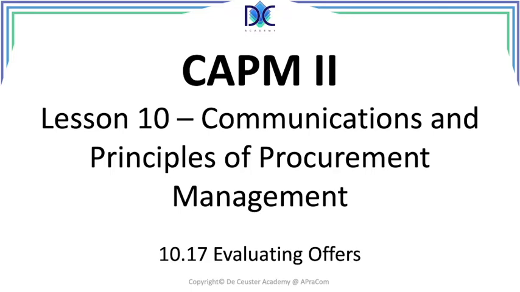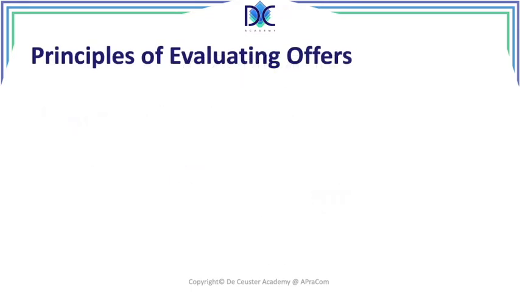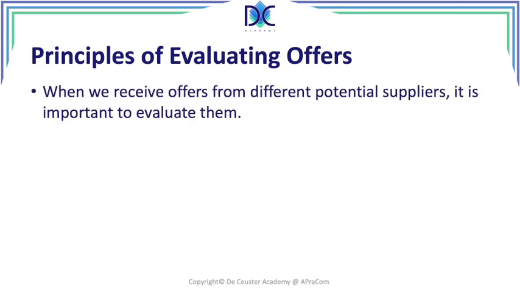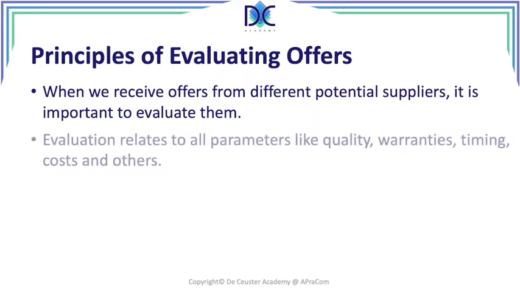So let's have a look at the principles of evaluating offers. When we receive an offer, we have to review that offer. There are a lot of administrative elements that we have to do. We have to see that everything is legal, that it complies, that the products they offer comply with our requests. But we also look at quality, warranties, timing, cost, and those other parameters like I mentioned before.